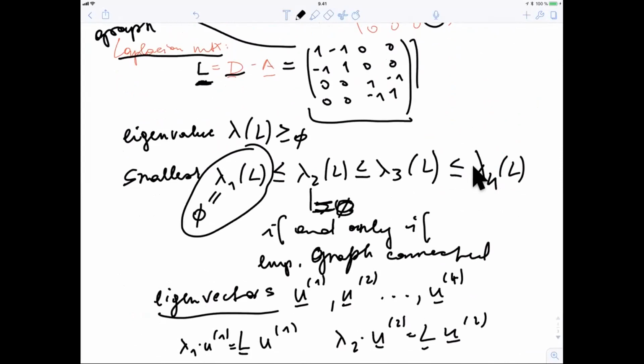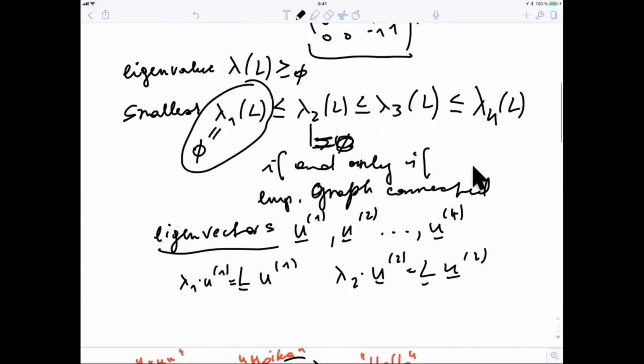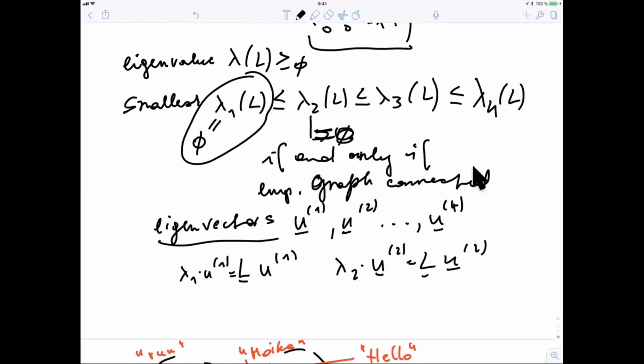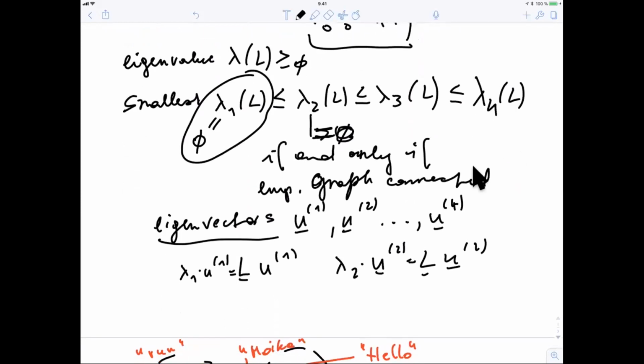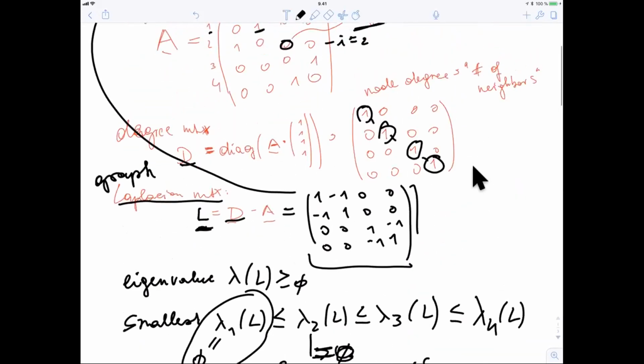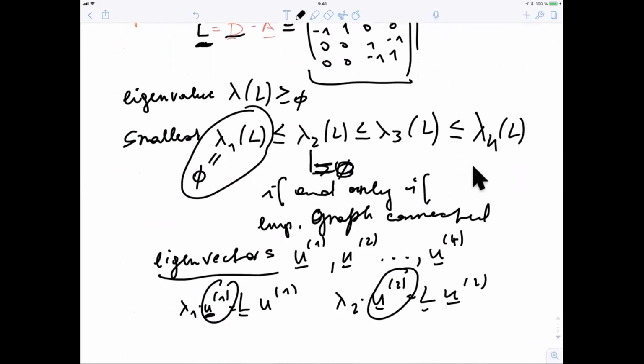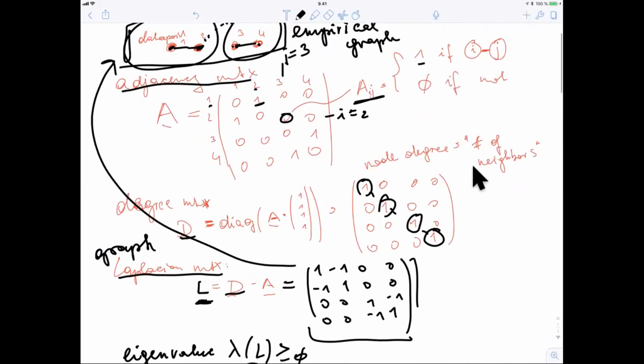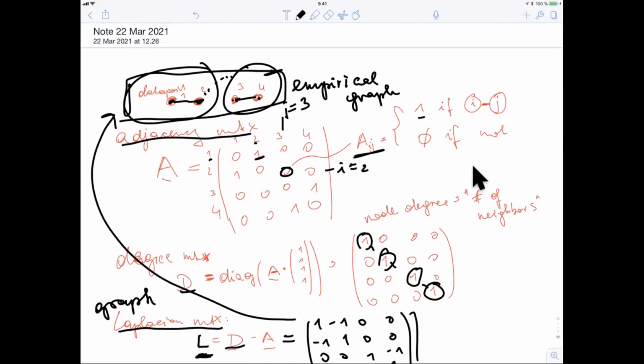So this is a bit of math detail. Don't worry if you don't understand everything here now. I just want to point out that you can read out the cluster assignments or the cluster structure from these eigenvectors, U1 and U2. In particular, by linearly combining these two eigenvectors, you can construct indicators.